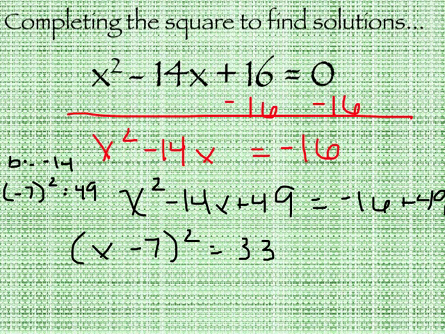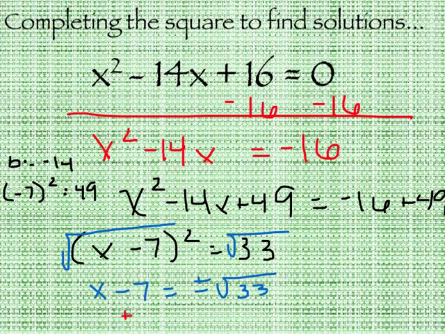We will take the square root of both sides. x minus 7 equals plus or minus the square root of 33. If you have a calculator, you can go ahead and solve that out. If not, we can leave it in radical form.